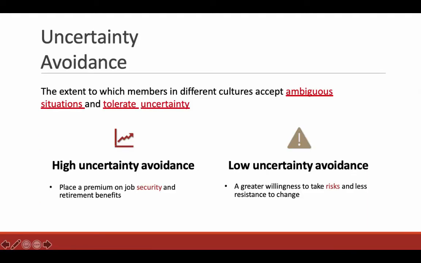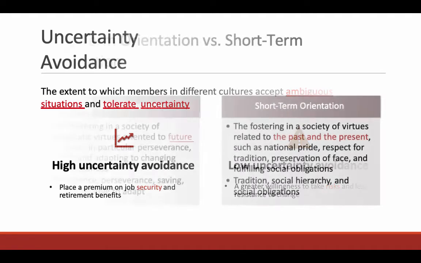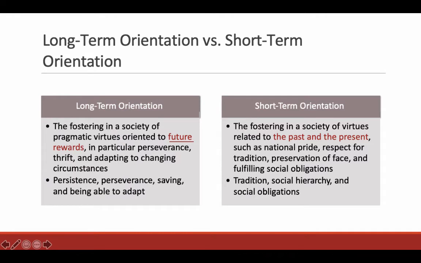Uncertainty avoidance is the extent to which people from different cultures will accept ambiguous situations and tolerate uncertainty, because of the risk level. Some have high uncertainty avoidance and others have low. If it's low, there's greater willingness to take risks and less resistance to change. With high uncertainty avoidance, they focus more on security and less on risk, and you'll see fewer endeavors that could risk losing money or that are more risk oriented.